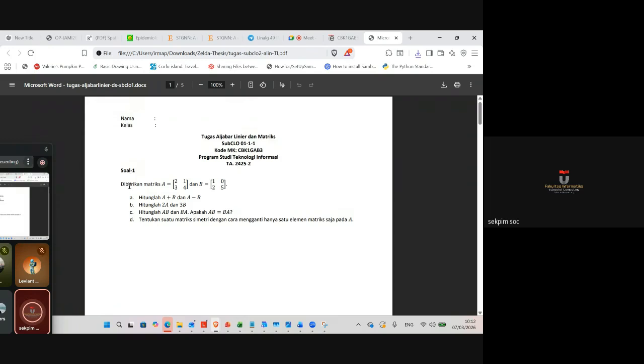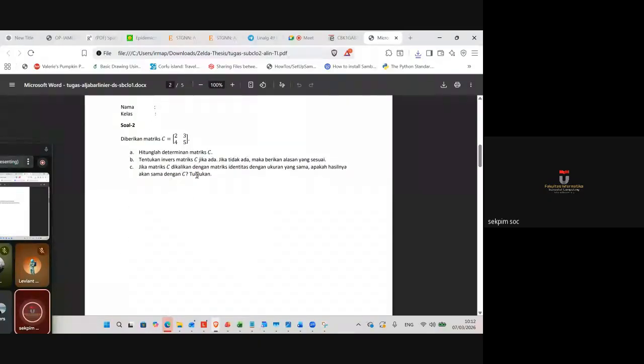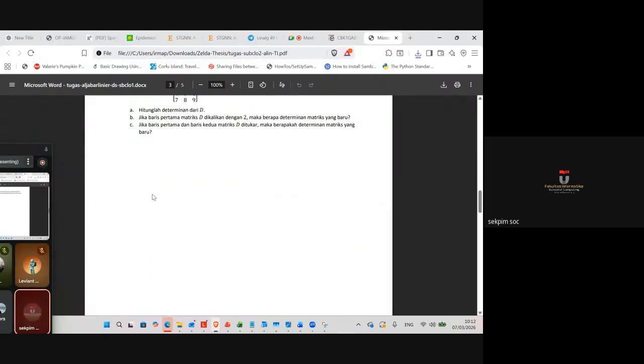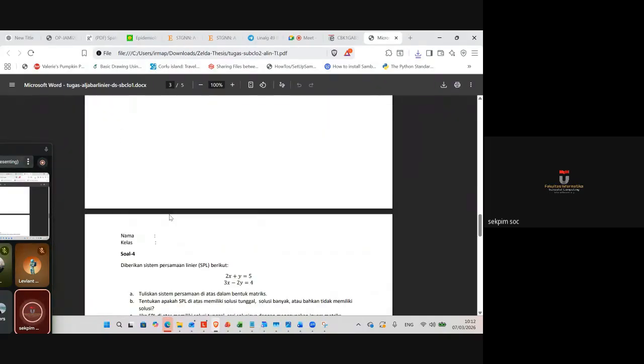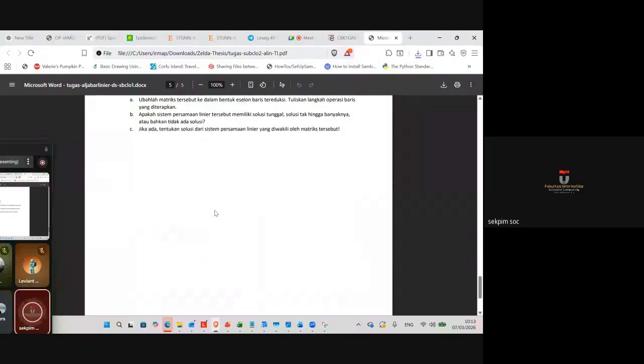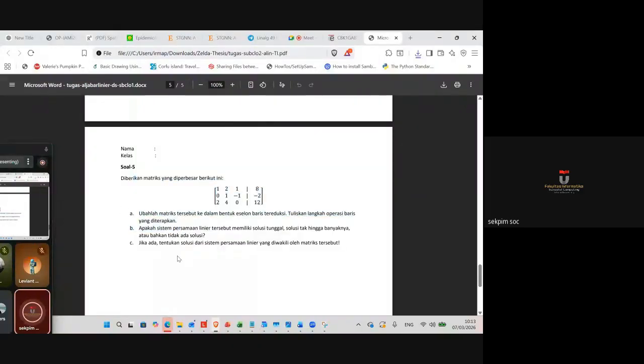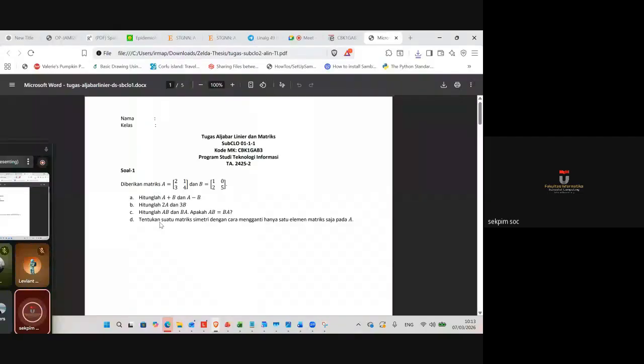Okay, this is just about the matrix operation. And this is about the determinant, which you haven't studied yet. Maybe you can just skip this. And number 3 is about the determinant. You can just skip that too. Okay, maybe number 1 and number 5. You can try to solve number 1 and number 5. If you have any questions, please don't hesitate to ask me.